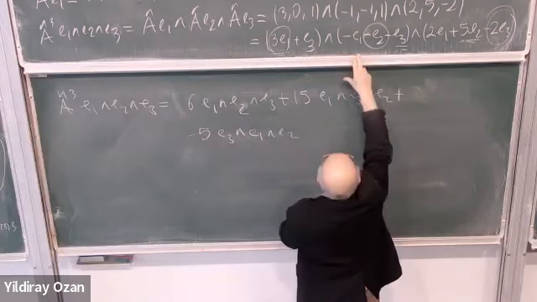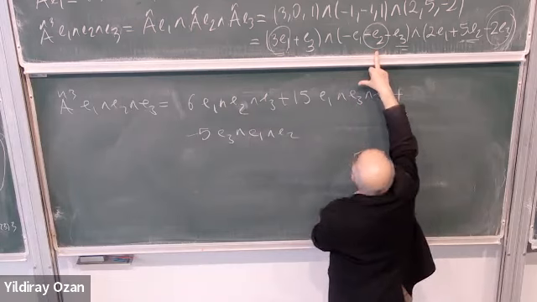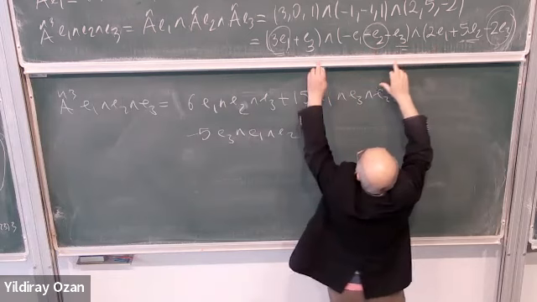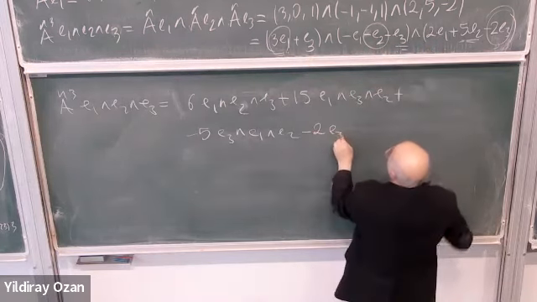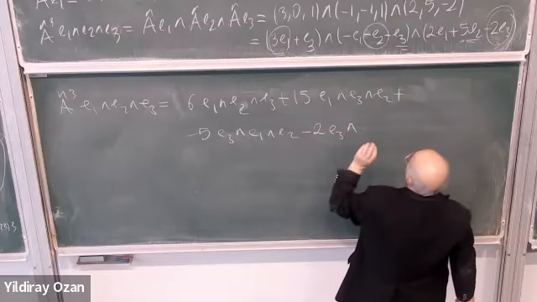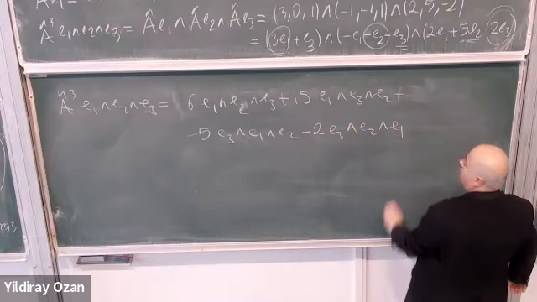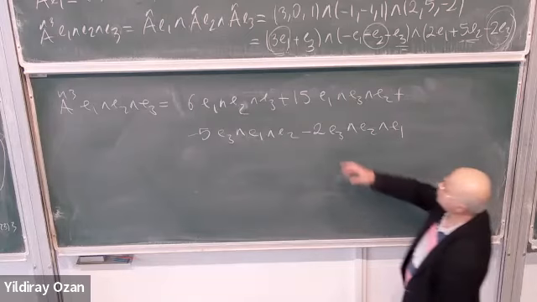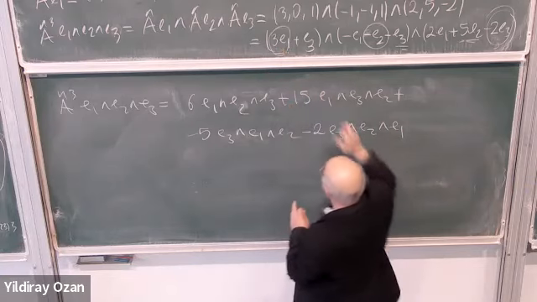Then I can take this one, and this one. 1, minus 1, minus 2, so minus 2 times e3, e2, e1. Right? There is nothing else. There are two terms starting with e1 and two terms starting with e3. That's it.